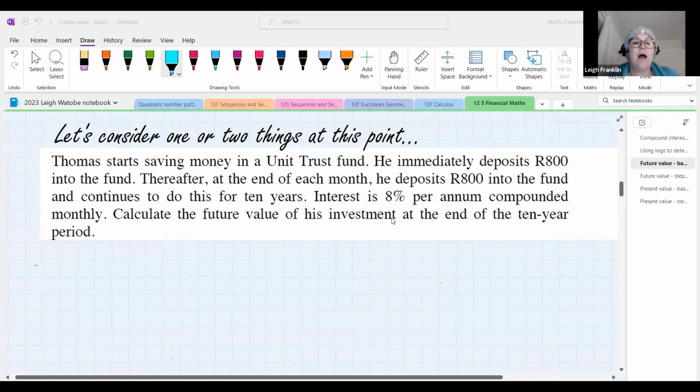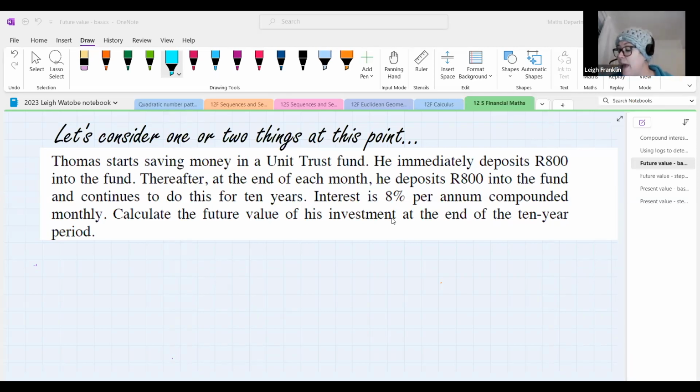Okay, so let's consider Thomas, who starts saving money in a unit trust fund. He immediately deposits 800 Rand into the fund. Thereafter, at the end of each month, he deposits 800 Rand into the fund and continues to do this for 10 years. Interest is 8% per annum compounded monthly. Calculate the future value of his investment at the end of the 10-year period.